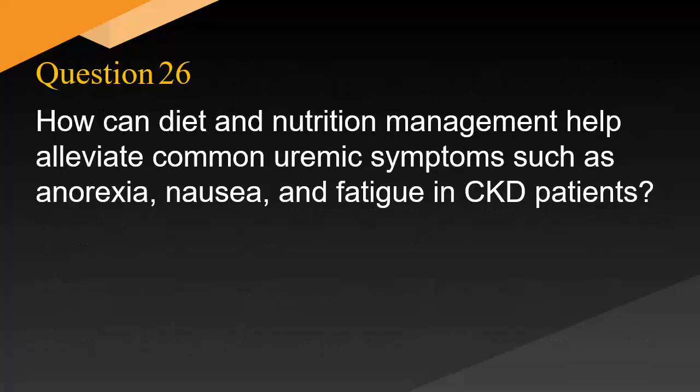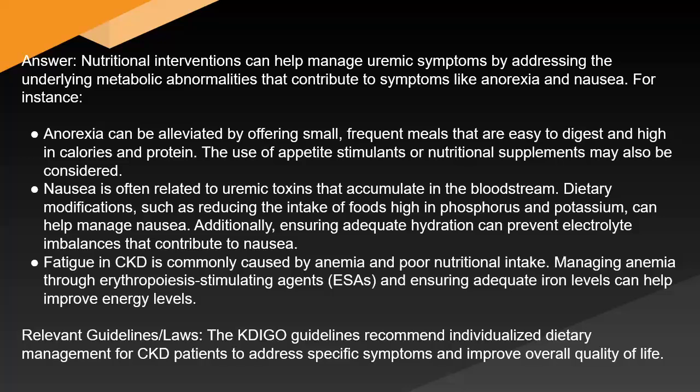How can diet and nutrition management help alleviate common uremic symptoms such as anorexia, nausea, and fatigue in CKD patients? Answer: nutritional interventions can help manage uremic symptoms by addressing the underlying metabolic abnormalities that contribute to symptoms like anorexia and nausea. For instance, anorexia can be alleviated by offering small, frequent meals that are easy to digest and high in calories and protein. The use of appetite stimulants or nutritional supplements may also be considered.